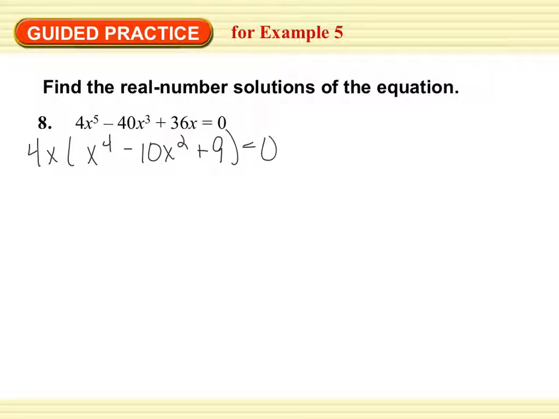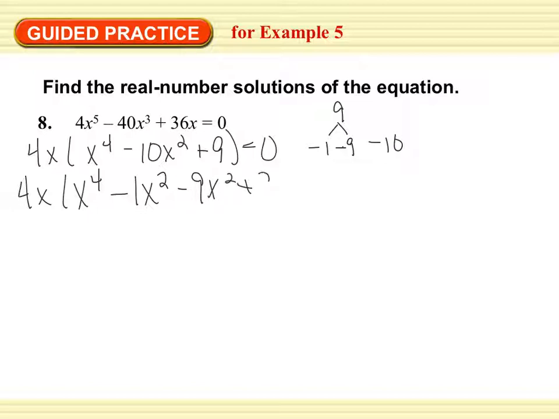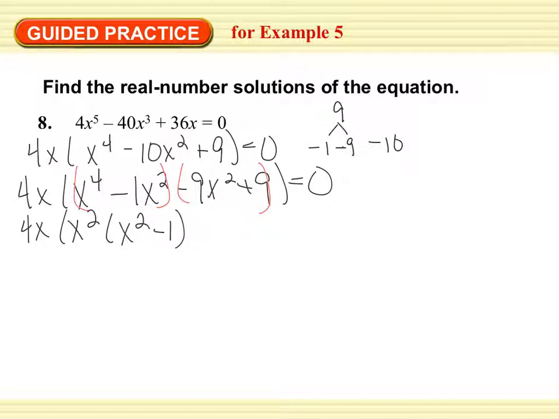A times c is 9, adds to -10. So -1 and -9 multiplies to +9, adds to -10. So factor by grouping: minus 1 x squared, minus 9 x squared plus 9. Okay, first two terms, second two terms. I can factor an x squared out of that first one. I get x squared minus 1 left, and a -9 x squared minus 1.